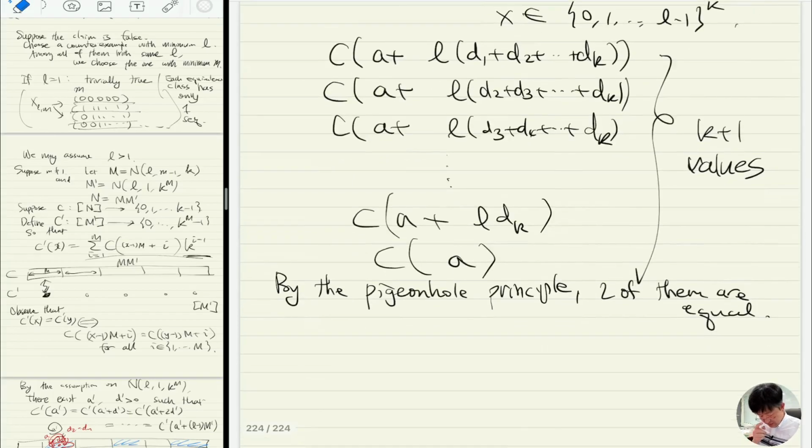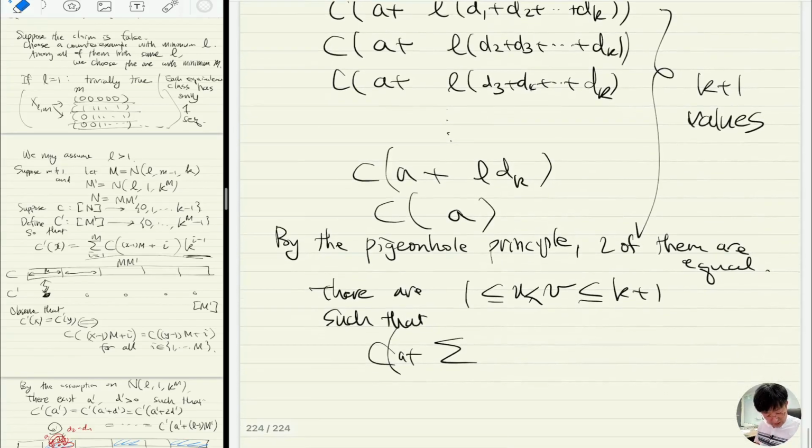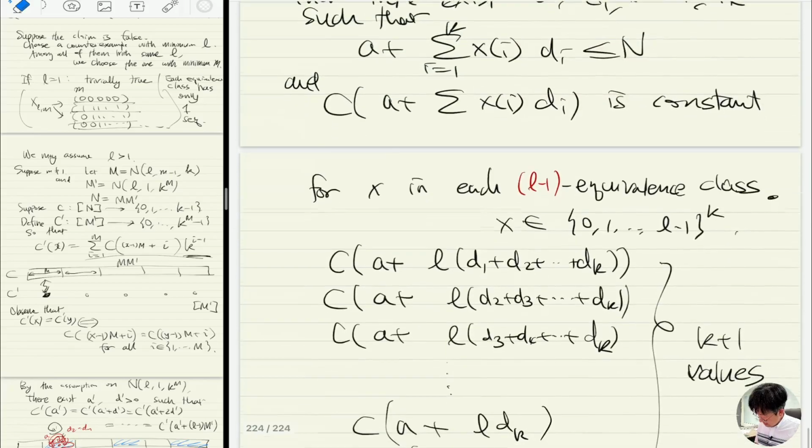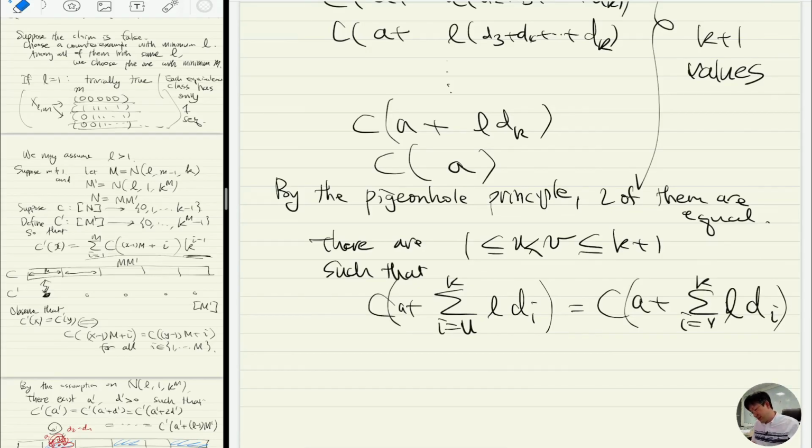So what I mean is, I can find u and v, let's say v is less than or equal to k plus 1 and u is at least 1, such that C of A plus the sum from u to k of L di is equal to C of A plus the sum from v to k of L di. All right.